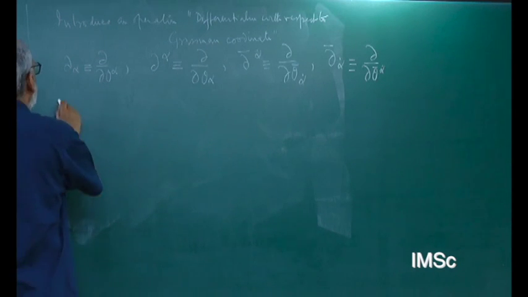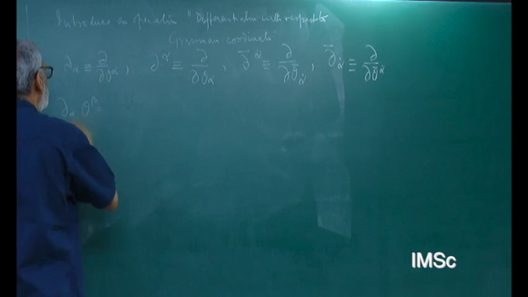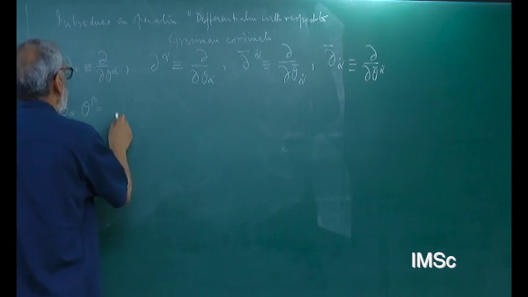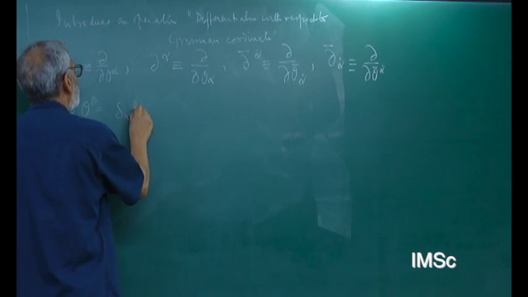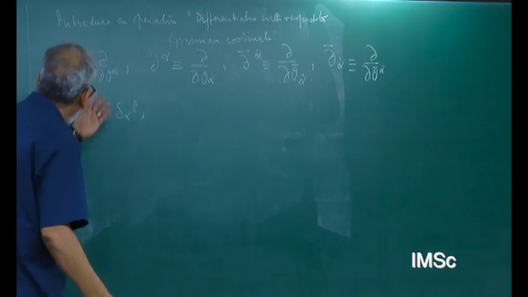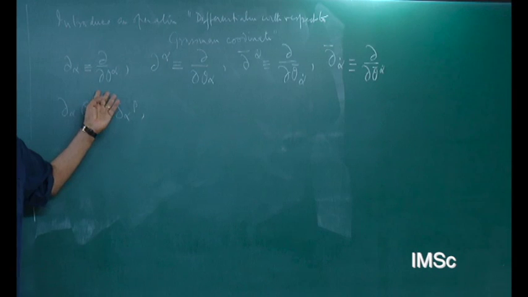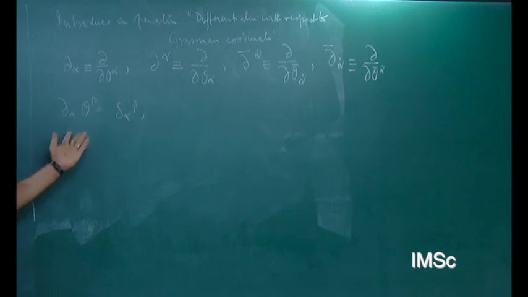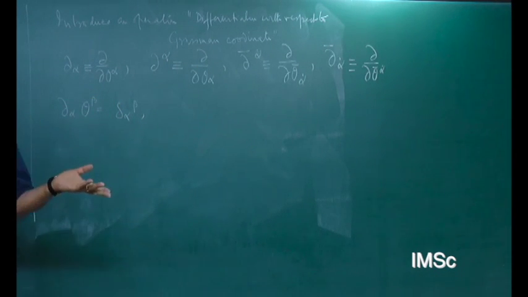And how do these operations act? D alpha on theta beta is delta alpha beta. That looks like a rule for ordinary differentiation, right? As if they were real variables.